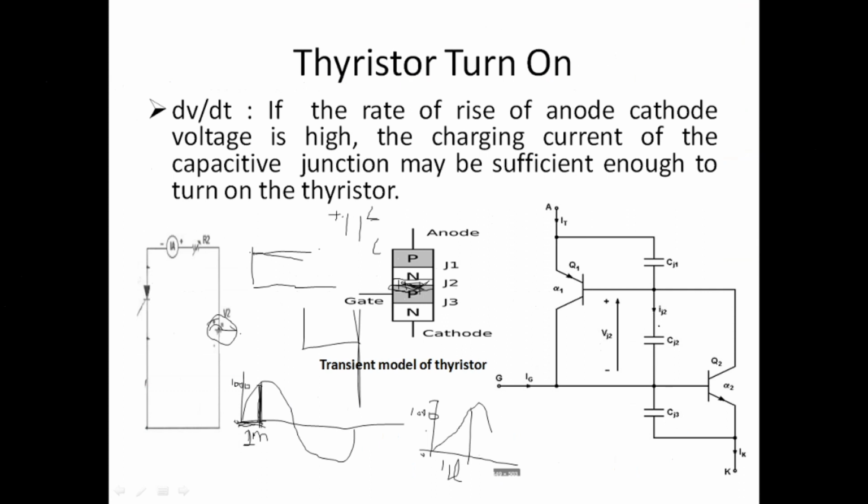Actually, there is no separate capacitor, because this reverse biased junction is acting like a capacitor. So what I am saying here is, if dV by dt is very high, meaning there is a high variation in the voltage applied from anode to cathode with respect to time, in that condition the current will pass through junction J2. That means the current will pass through this capacitor CJ2. Why? We need to investigate again. I think you understood the situation now.